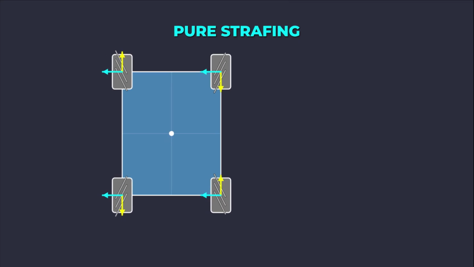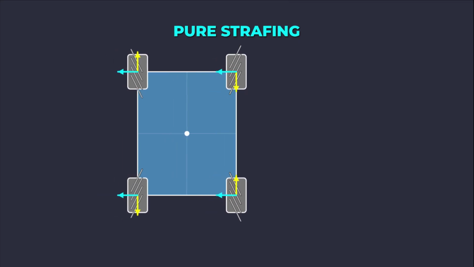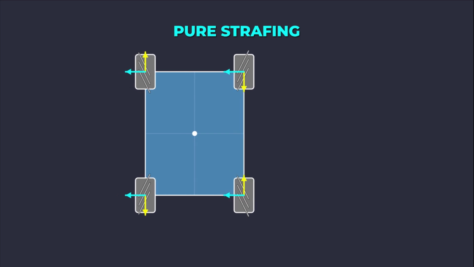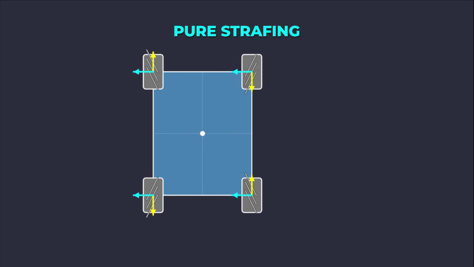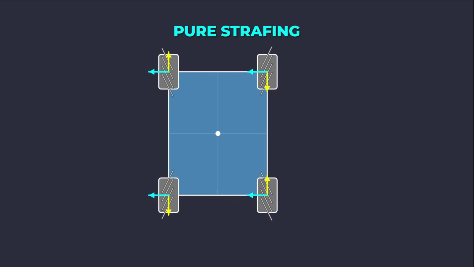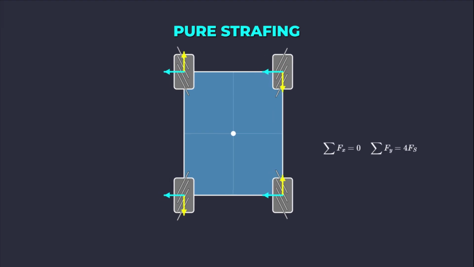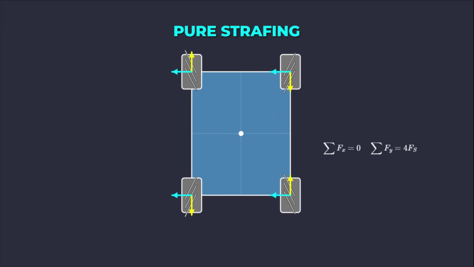Achieving pure sideways translation, Vy, requires the wheels on one diagonal pair to spin in the opposite direction of the wheels on the other diagonal pair, but all at the same magnitude of angular velocity, omega. For example, front left and rear right spin clockwise, while front right and rear left spin counterclockwise.